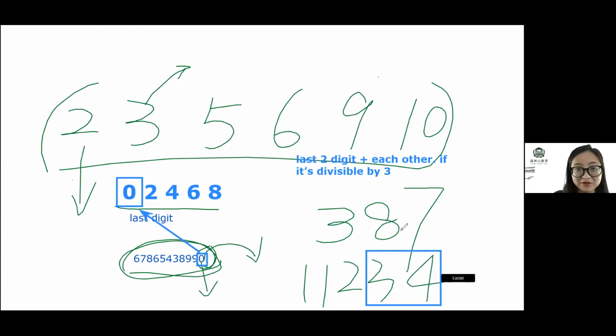Oh, divide by 3 or not? Okay. Lucas, why did you circle those 2 numbers? Okay, Aaron said no. Very good.